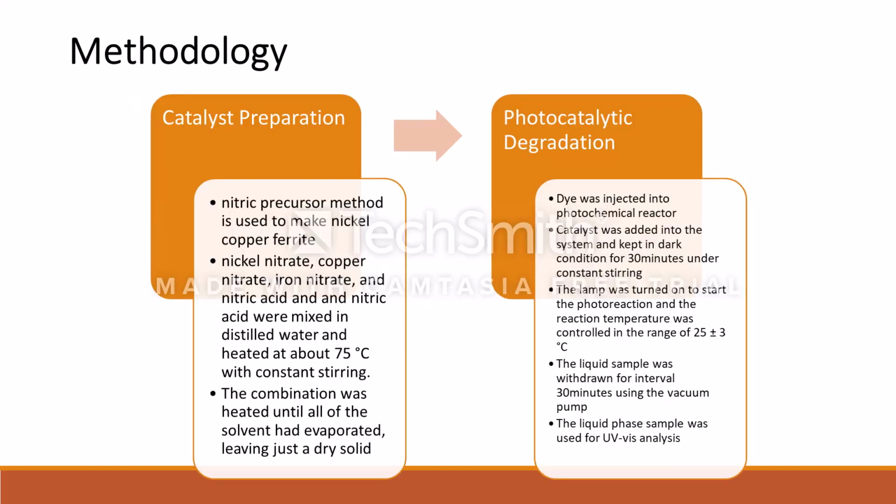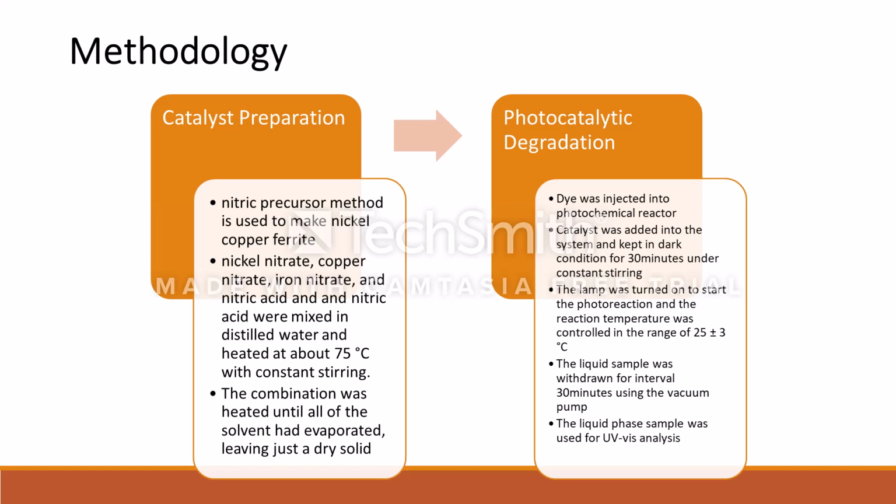After we know about the topic of this project and the problem that needs to be tackled, we go to the methodology. The methodology is divided into two: catalyst preparation and photocatalytic degradation. For catalyst preparation, the nickel nitrate precursor method is used to make nickel copper ferrite. In this project, we will synthesize the metal ferrite catalyst. So, nickel nitrate, copper nitrate, iron nitrate and nitric acid are used to prepare the catalyst.